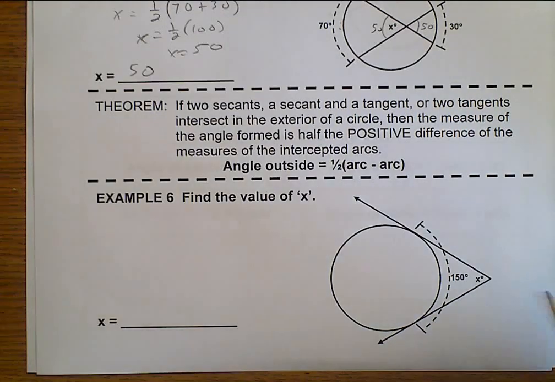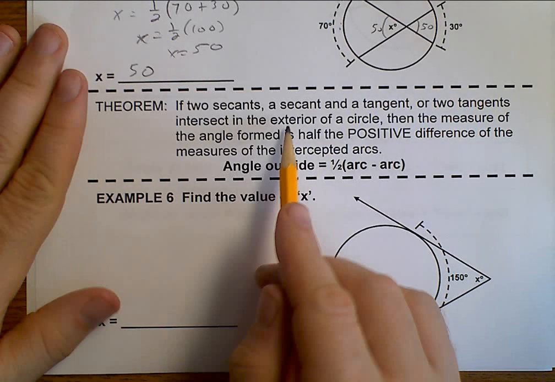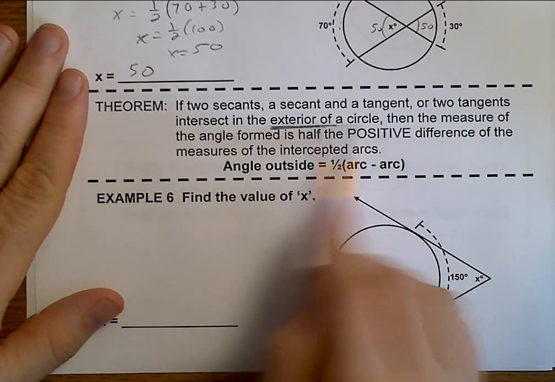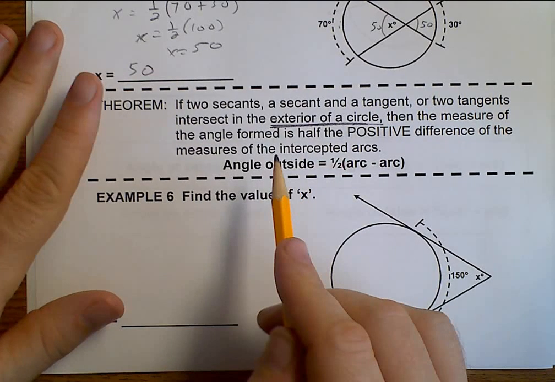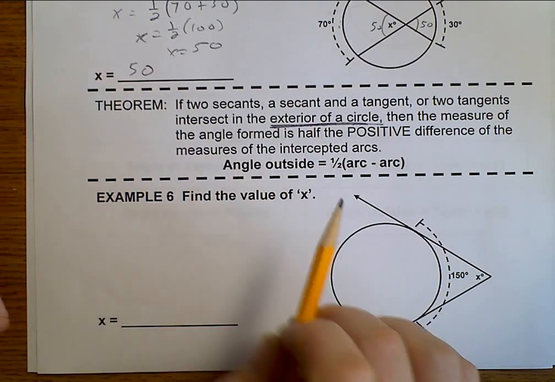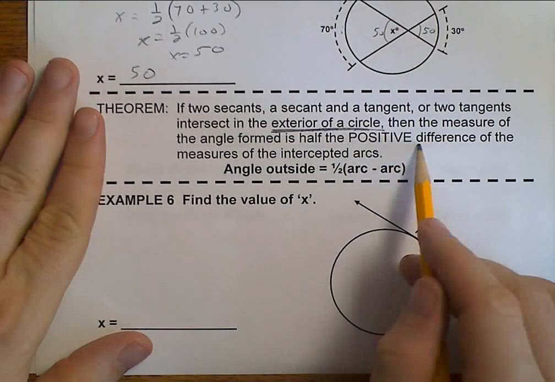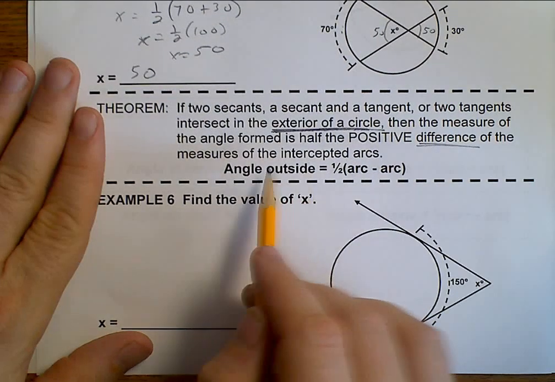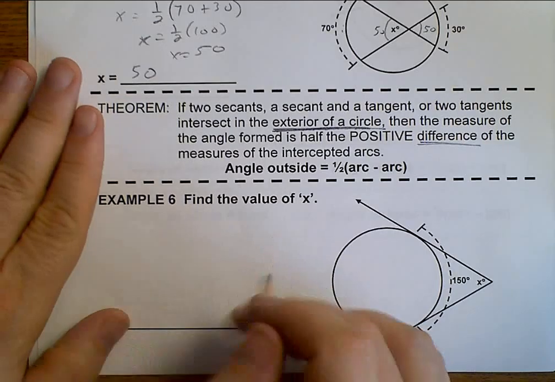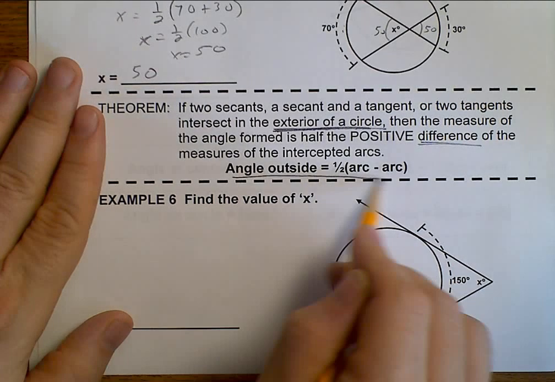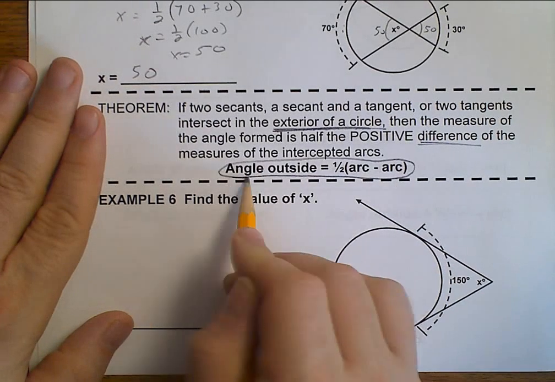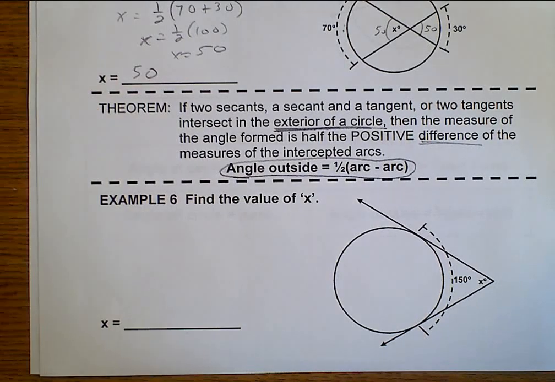If two secants or a secant and a tangent or two tangents intersect in the exterior of a circle, I want you to go and underline exterior of a circle, then the measure of the angle formed is half of the positive difference of the measures of the intercepted arcs. So angle on the outside equals half of the arc minus the arc.